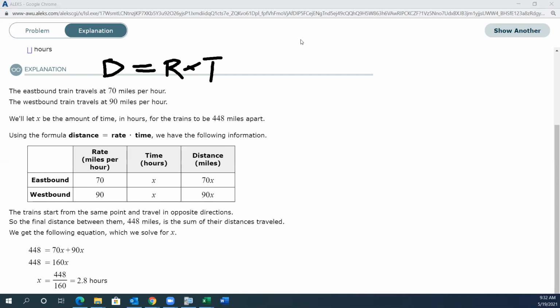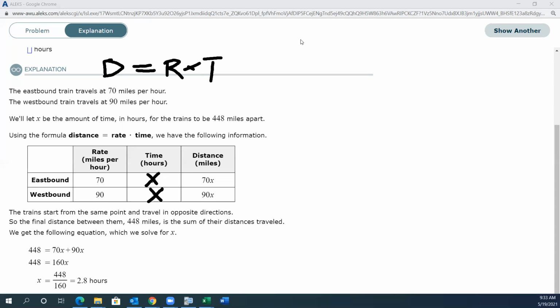So the speed going east, we were told, was 70 miles per hour. That's not a big deal. And the speed for going west is 90 miles an hour. Now, as far as the time, they didn't really tell us. They just said it's the same amount of time. So we're just going to say, well, since I don't know what the time is, I'll call this one X. And if it's the same amount of time, this one has to be X also.